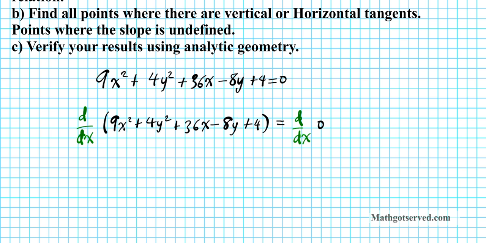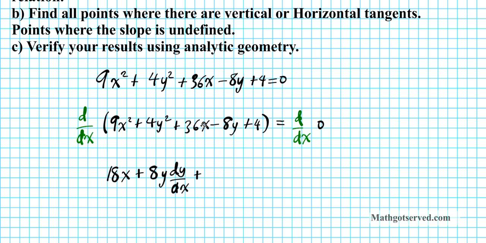So we apply the power rule here. On this term, the derivative of x squared is 2x. If we multiply that by 9, we'll have 18x. It's going to be 18x dx over dx, so that cancels out. So we have 18x plus the derivative of y squared, which is 2y. If we multiply that by 4, we'll have 8y, and then dy/dx.